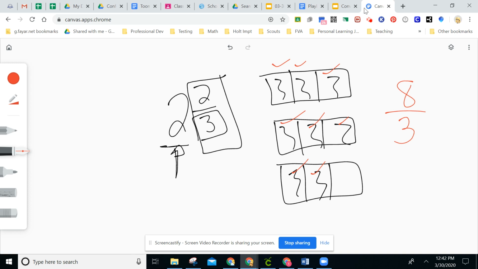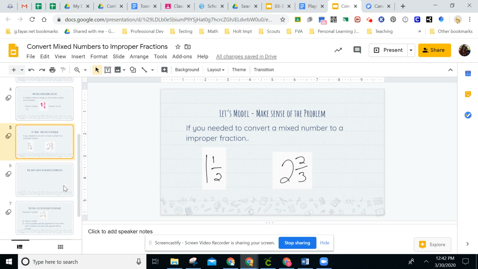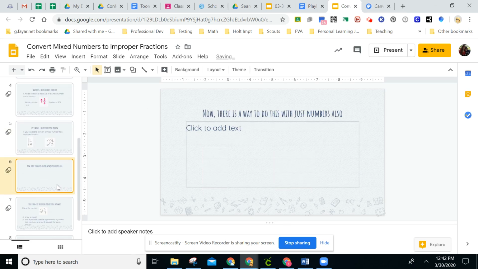Okay. Now it's your turn to try. In just a second, I want you to pause. Oh, sorry, I'll take that back. There is a way to do this with just numbers. Okay, so there is a way to do this with only numbers. You don't have to model it out. It's kind of a way to help you reason out how to do it.